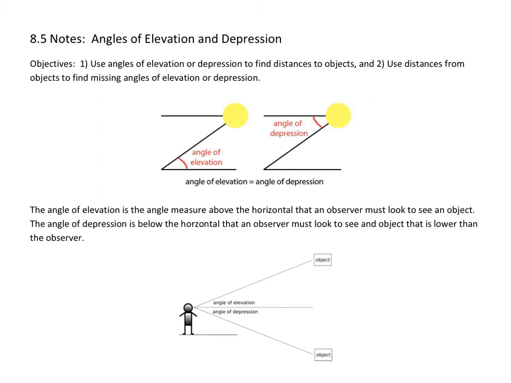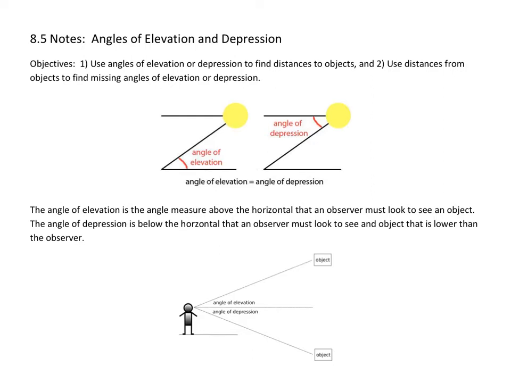Hey everyone, here is a presentation of the 8.5 notes on angles of elevation and depression and how we use those with trig functions. Some of you were out of class when we did these notes, so I'm posting this video for your reference. The objectives of this section are to use the angles of elevation and depression to find missing distances from a person to objects, and also to use those distances to go backwards and find the missing angles of elevation and depression.